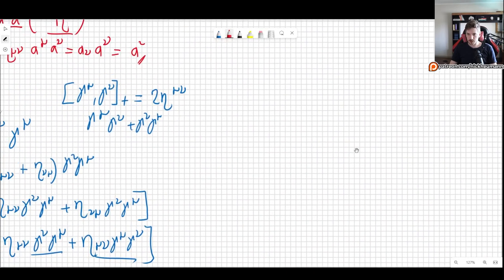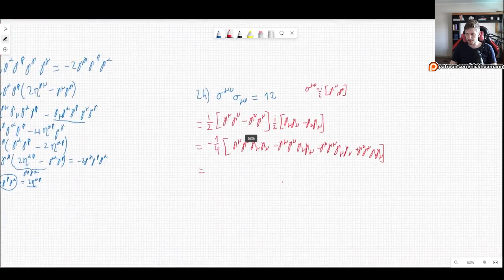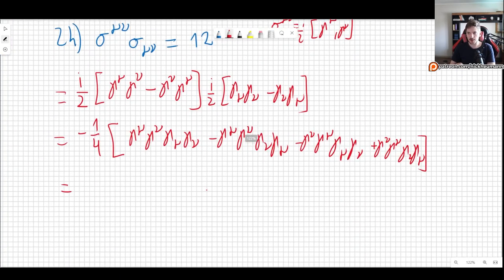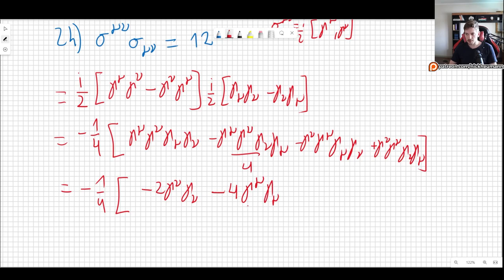So for that reason, sigma mu nu, sigma mu nu, here, we get minus 1 over 4, and then here we have gamma mu, gamma nu, gamma mu. So this is simply minus 2 times gamma nu, gamma nu. Then we have mu, nu, this is mu, this is nu, this is nu, this is mu. So that means gamma nu, gamma nu, that is 4. This is 4, so we get minus 4 times gamma mu, gamma mu. But this is also 4, so we get minus 16. Then here in the middle, we have again gamma mu, gamma mu, so this is 4. So we have minus 4 gamma nu, which is also 4. So we have again 16.